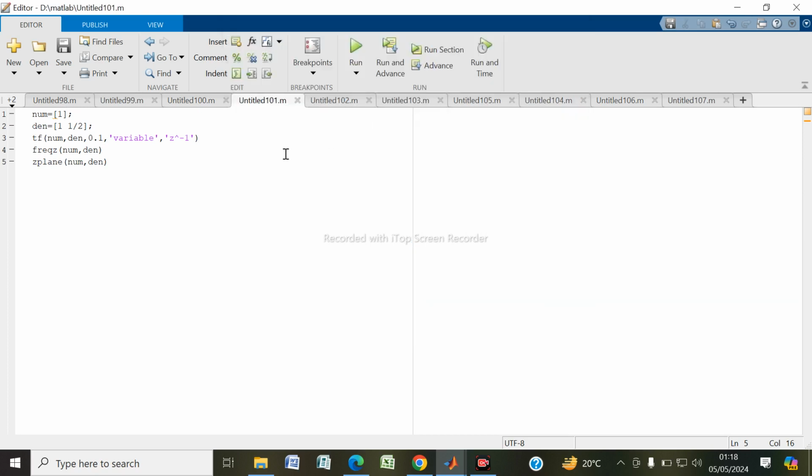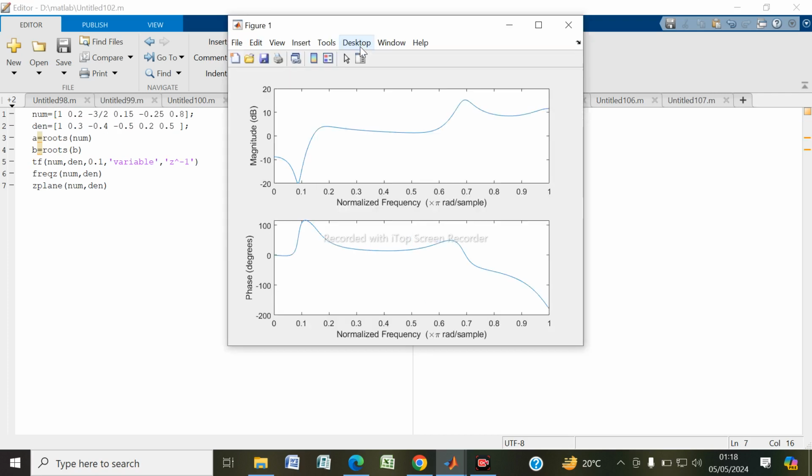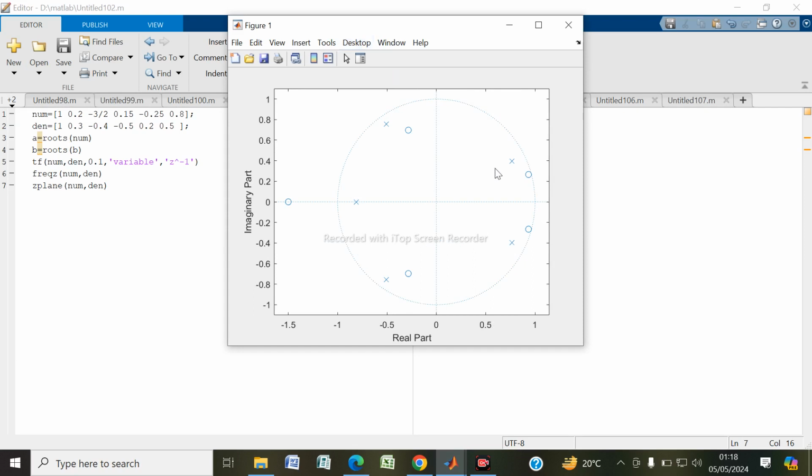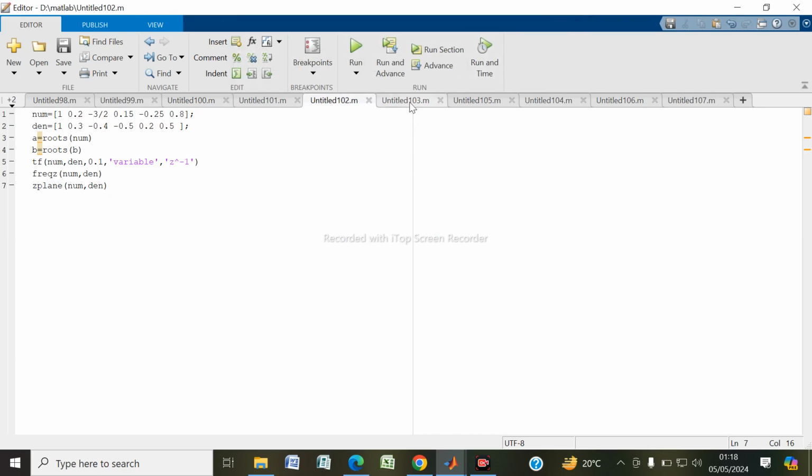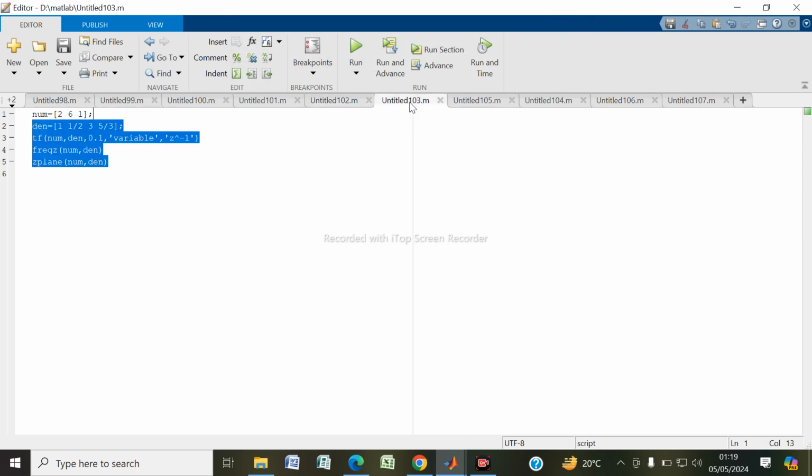Similarly, for task number 5, we again performed it, and we got our graph with 1, 2, 3, 4, 5 zeros and 1, 2, 3, 4, 5 poles. One zero is beyond the circle, because when we solve the numerator and the denominator, we get some values, and according to those values we plot the graph.